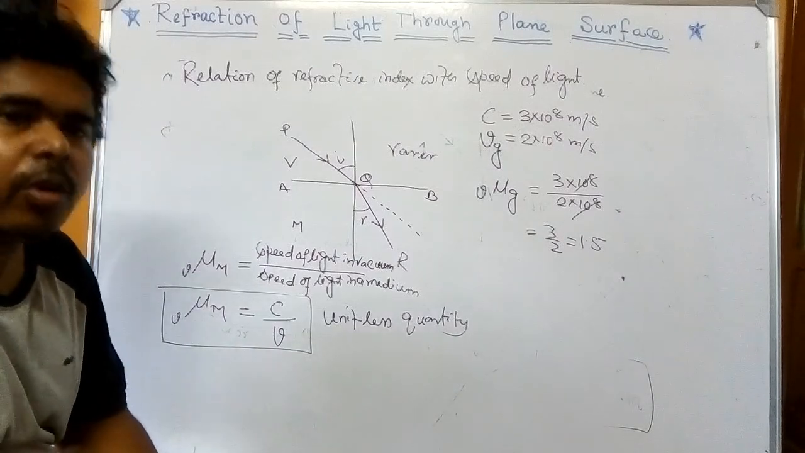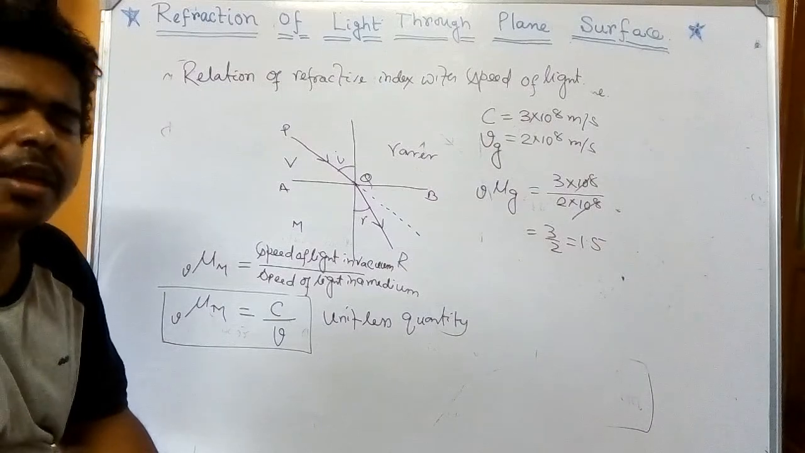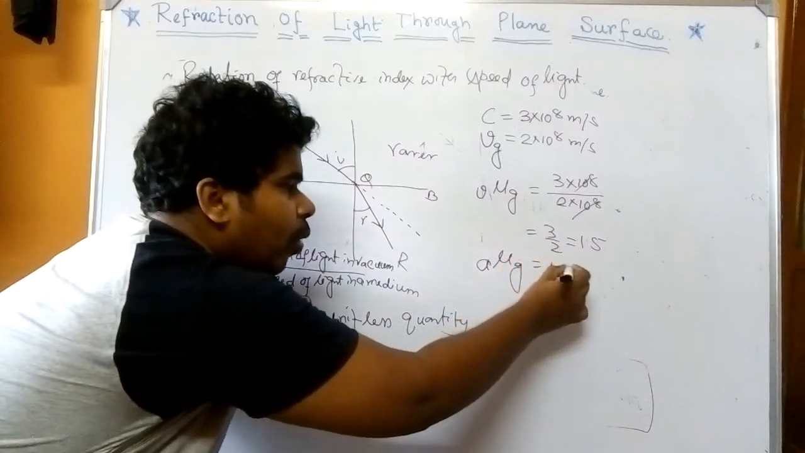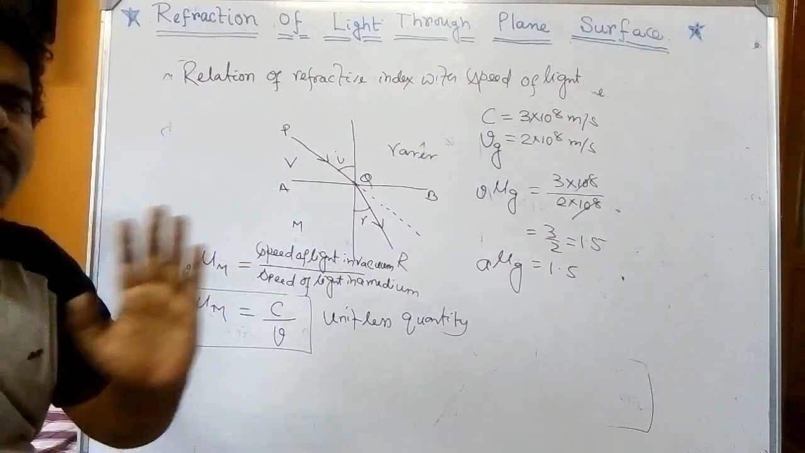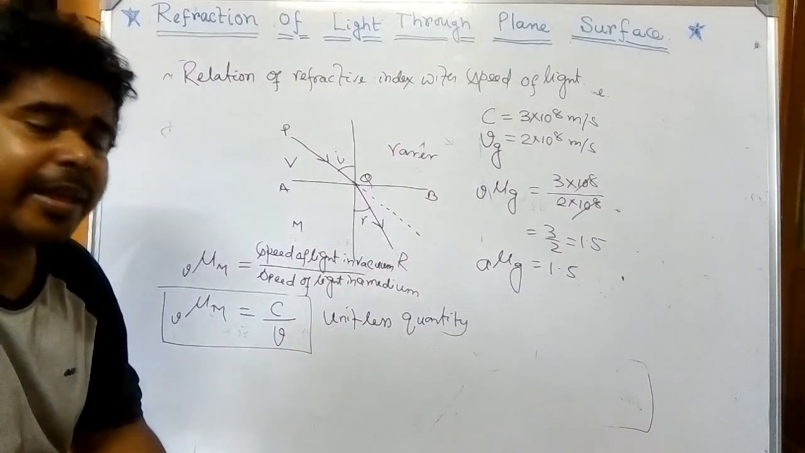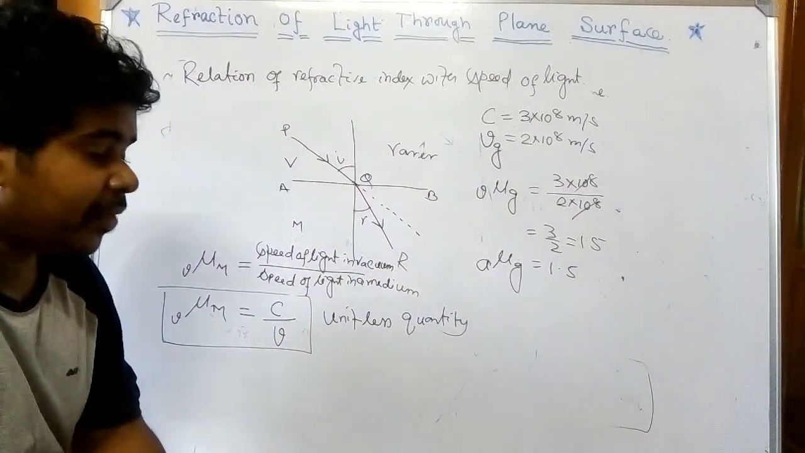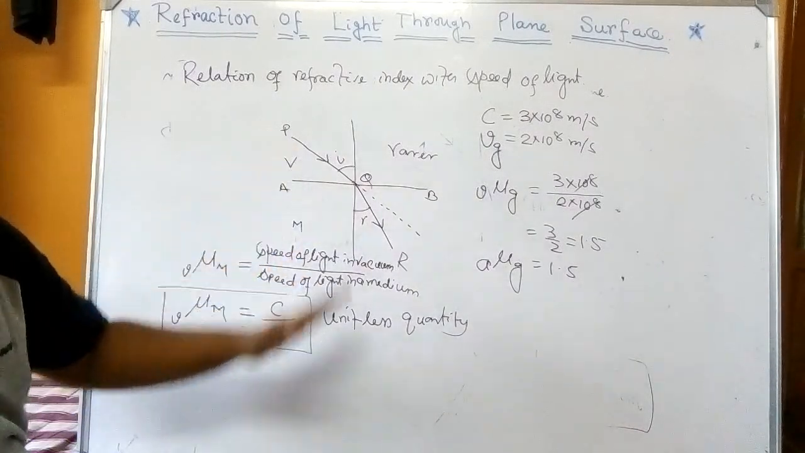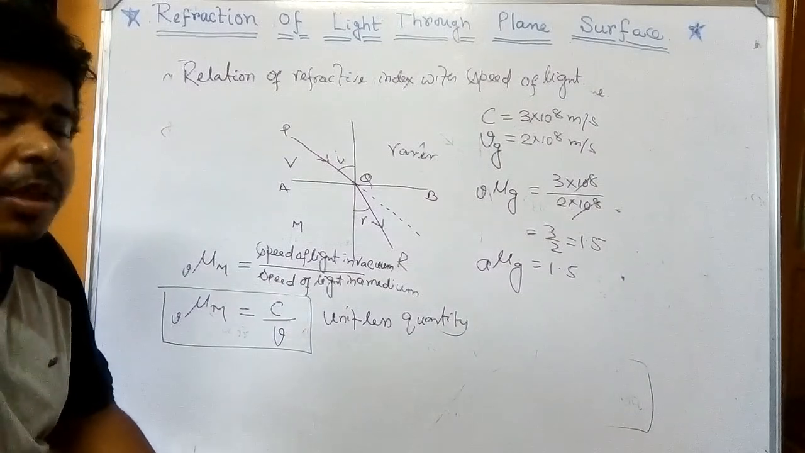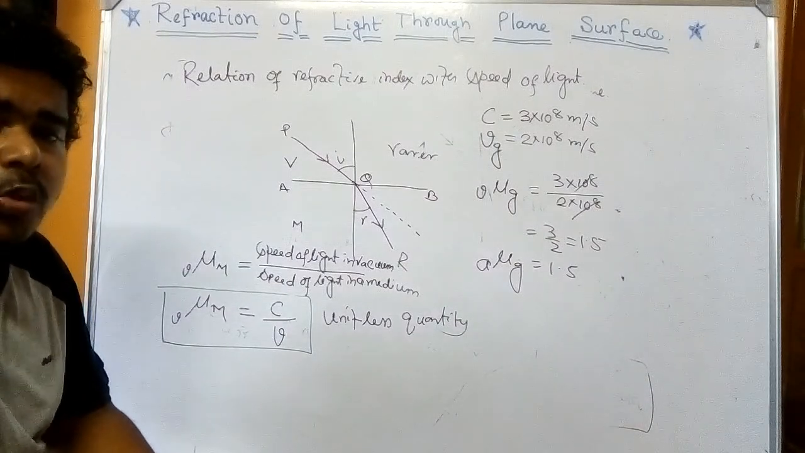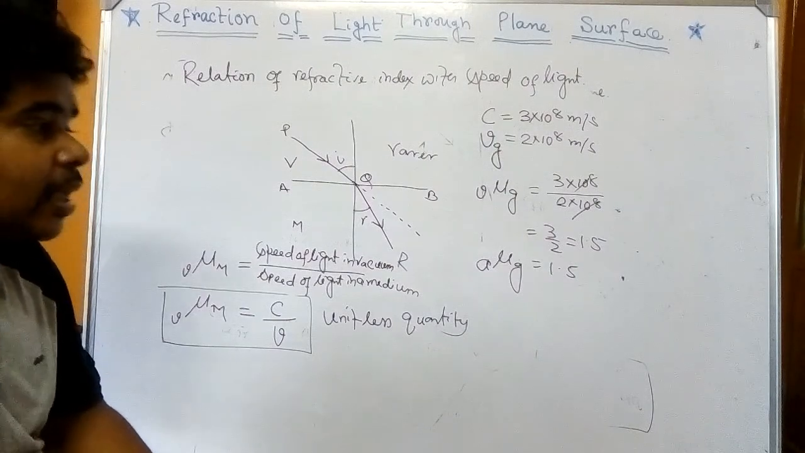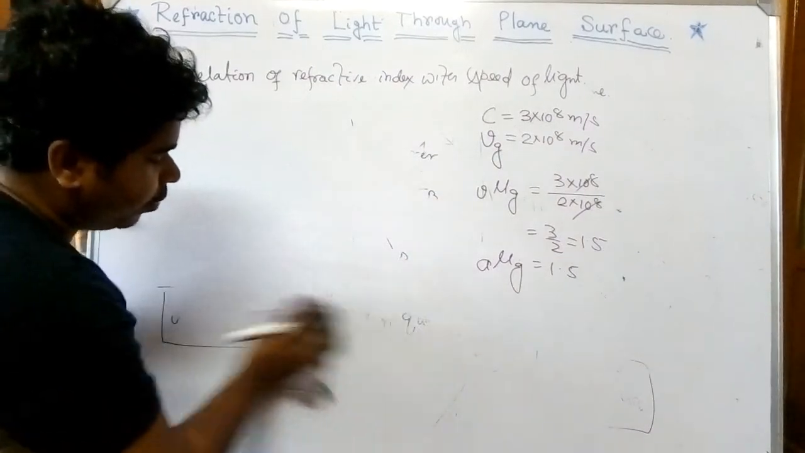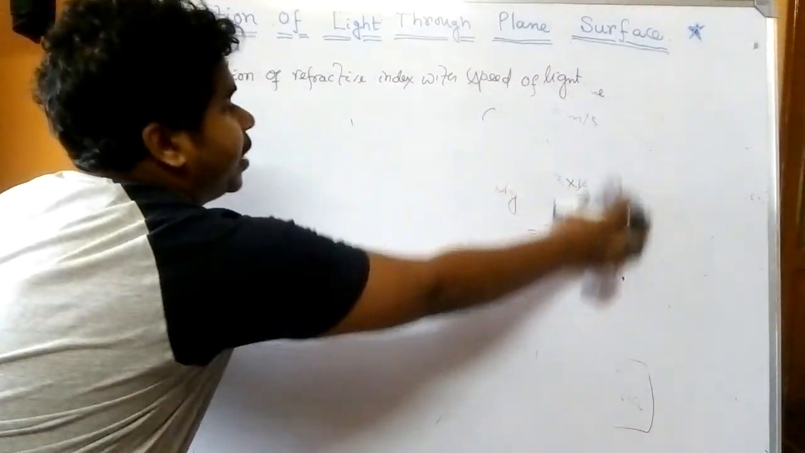In the case of air also, we have taken the speed of light as 3 × 10^8. So you can write aμg, that is also 1.5, because the speed of light in vacuum is the same as the speed of light in air. Now the question has come: if the light comes from one medium and goes to another medium, in that case how can we find the refractive index?